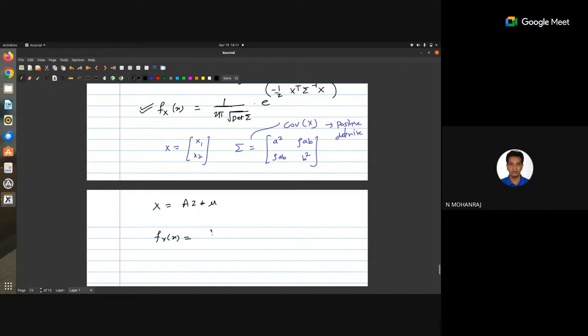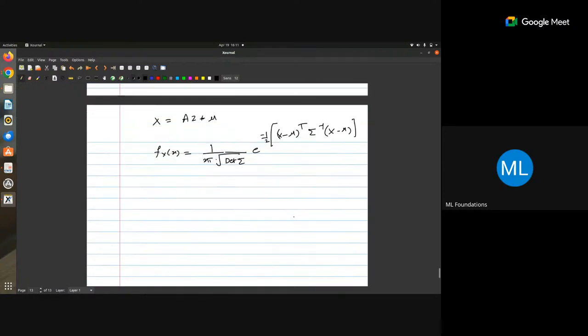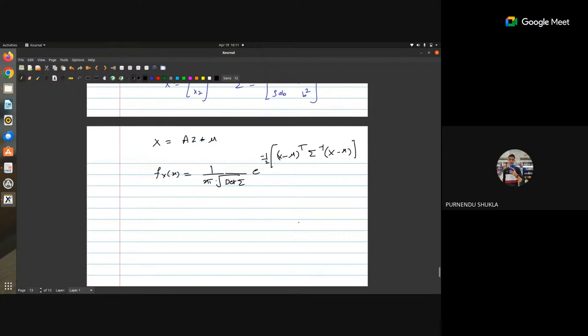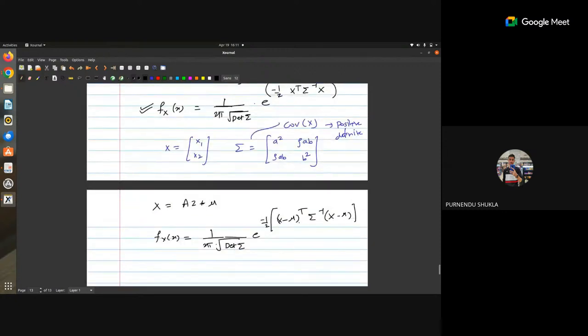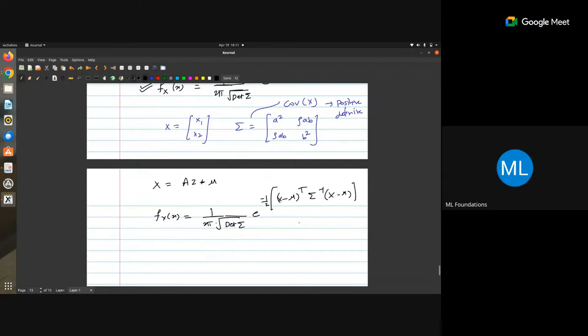Density is 1 upon 2 pi root of sigma, e to the power minus half (x minus mu) transpose sigma inverse (x minus mu). Instead of x, we put x minus mu, right? So this is like a shift, we have done the shifting here. By some constant, fine. This is the second linear transformation that we saw, right? A z plus mu.